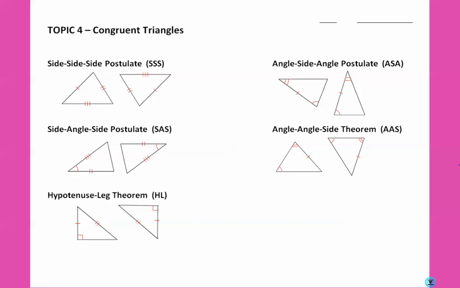All right, topic 4 is about congruent triangles. There are 5 ways that we can prove triangles congruent. We can use the side-side-side postulate, meaning that each side has a corresponding congruent side in the other triangle.